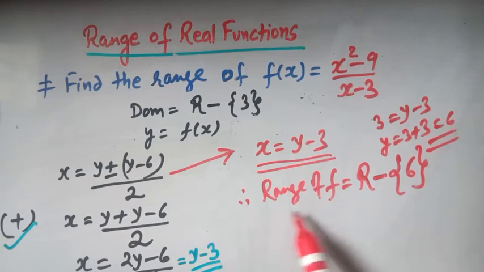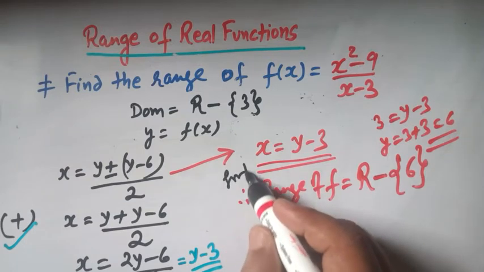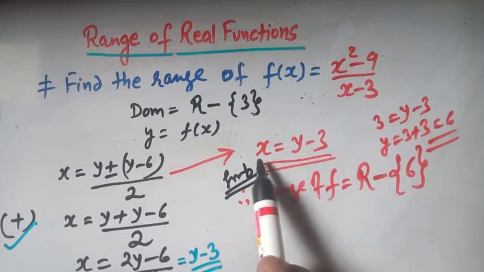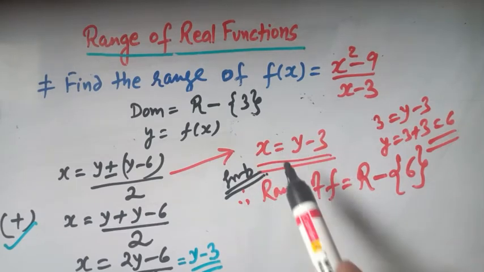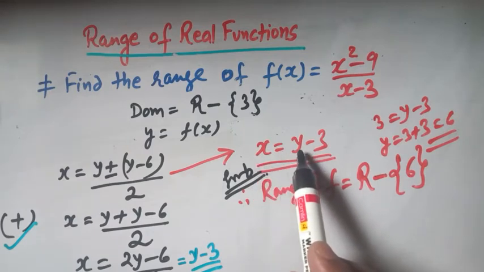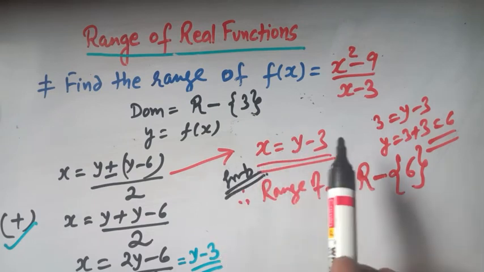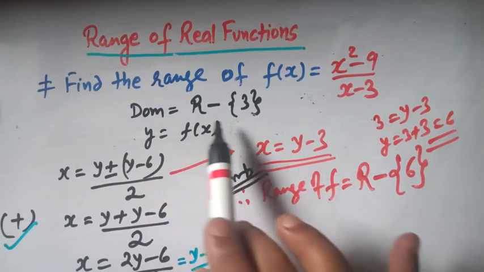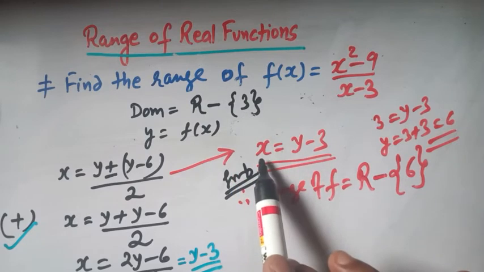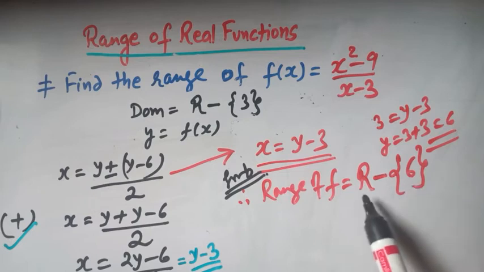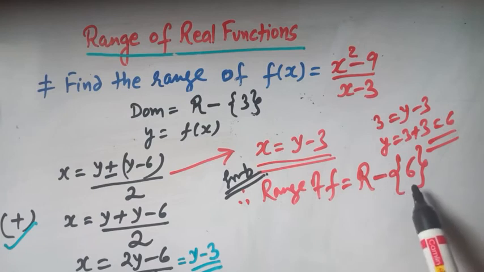So viewers, this is an important concept here, which is to be remembered, that from this equation it seems to us at first glance that the range is equal to the set of real numbers, but we do not take x is equal to 3, hence we cannot take y is equal to 6. So we must exclude 6 from the set of real numbers, hence the range is R minus 6.